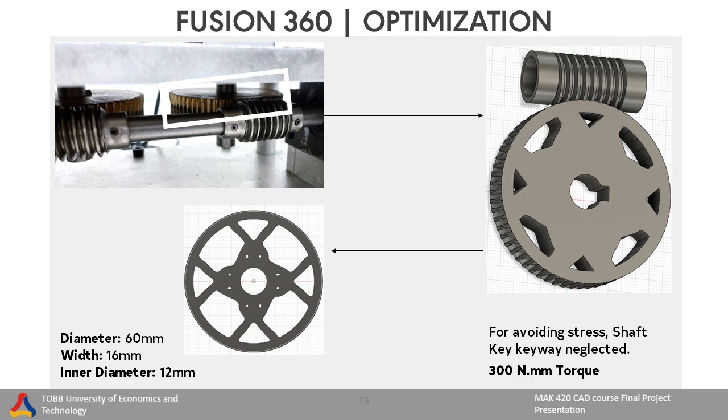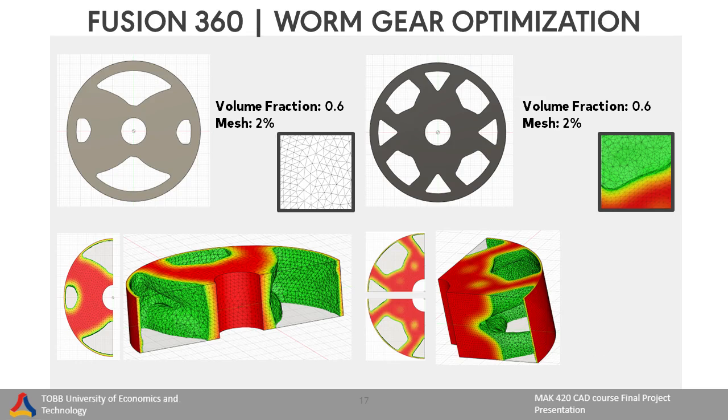In order not to take into account the pressure intensity, the shaft key keyway in the original mechanism was ignored. Our dimensions are diameter 60, depth 16, inner diameter 12 mm and 62 feet. Firstly, we started optimizing half and quarter gear.